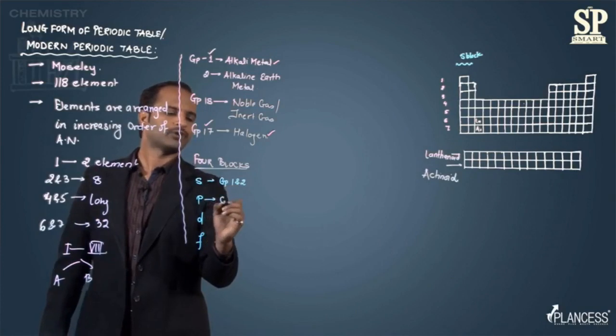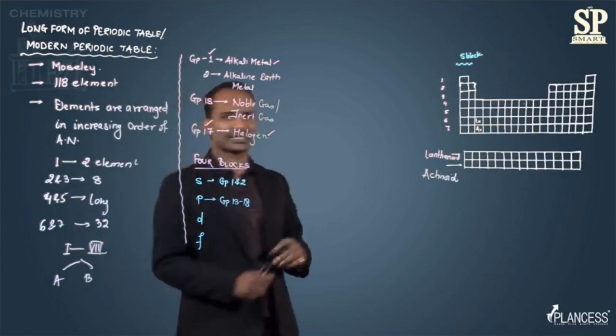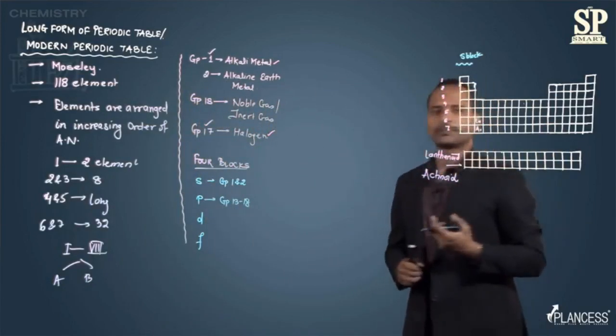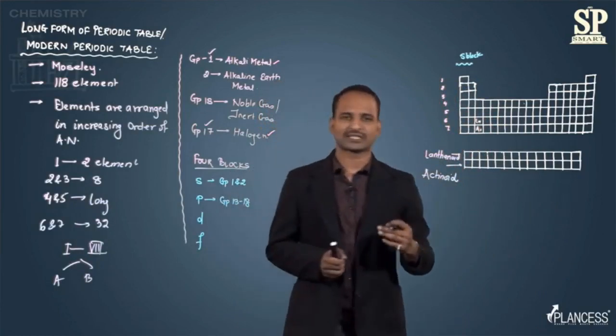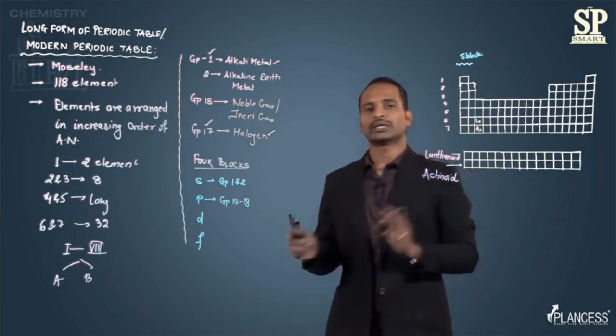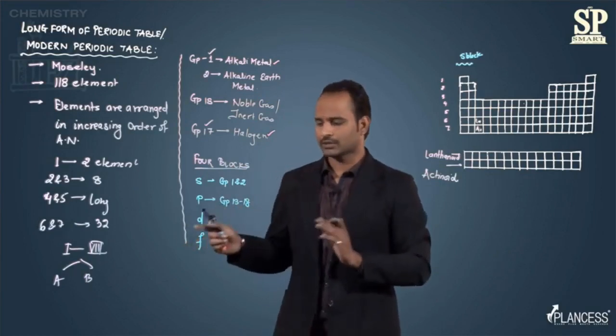P block, it is from group number 13 to group number 18. That means a total of 6 groups are assigned to the P block. Why are 6 groups assigned to the P block? Simply, I will say the P orbital. The capacity of the P orbital is 6 electrons. The P orbital can accommodate 6 electrons. That's why in the periodic table they are provided with 6 groups.